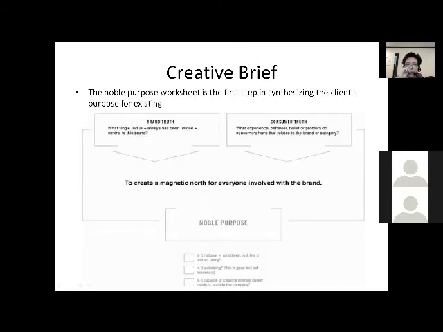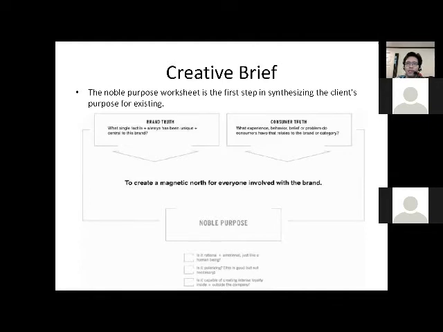Okay, so here we have what they call their noble purpose worksheet. It is the first step in synthesizing the client's purpose for existence. So how many components are there? Two at the top. First, we have the brand truth: what single fact is or always has been unique or central to this brand? So the brand truth. First step pa lang, mapapaisip ka na. Okay, what is the single fact that is or always has been unique or central to the brand?